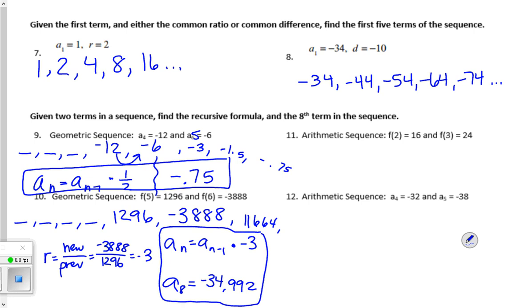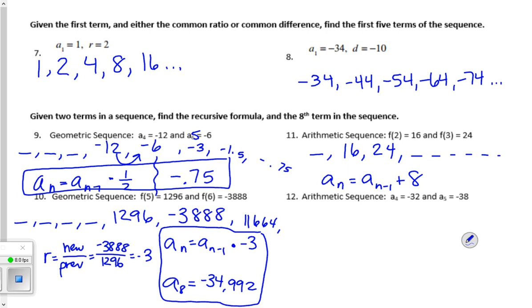Okay? Same thing over here on the right. They're just giving us arithmetic sequences. So number 11, I don't have the first term, but it says f of 2 is 16, and f of 3 is 24. Okay? Well, if they're telling you it's arithmetic, that means something was added here. So how do I add to go from 16 to 24? Plus 8, right? So my formula would have a big old plus 8 on the end.